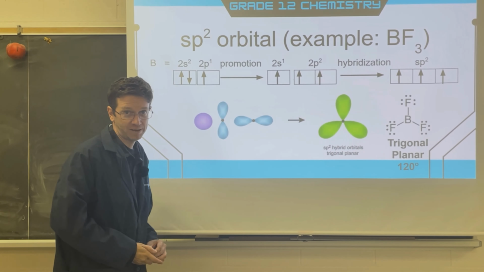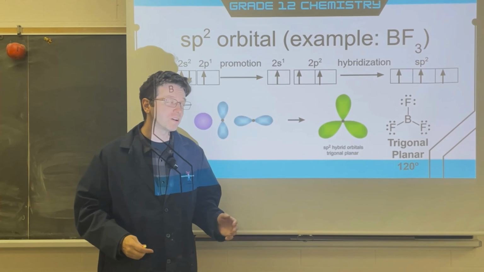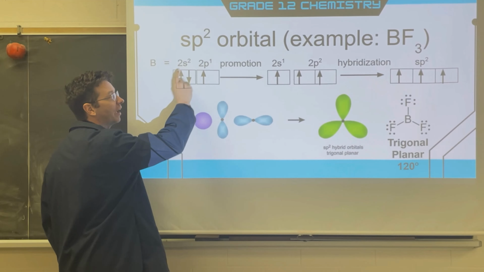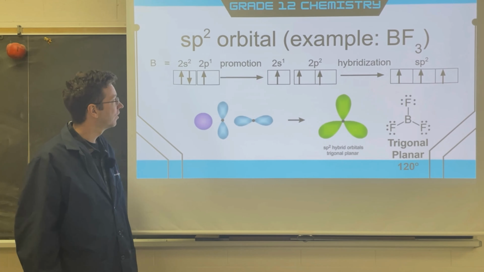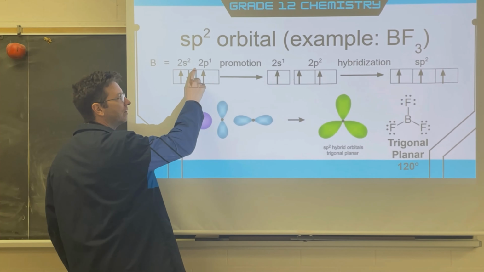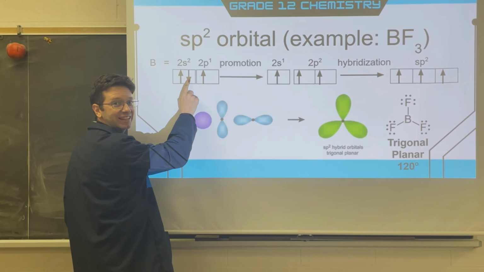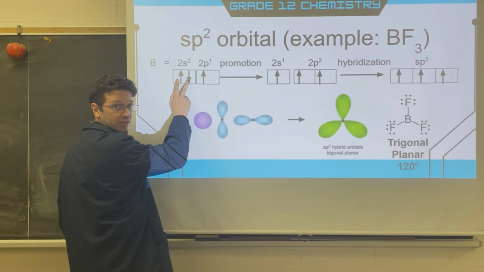Take boron, for example. Boron's electron configuration has a 2s2, so 2 electrons in the 2s orbital, and then 1 electron in one of the p orbitals. What we can do is step 1, promote the electron that is already paired. When we promote it, we have it alone now, so that it's available to pair or bond with the free electron of another atom. And then we have to hybridize them.